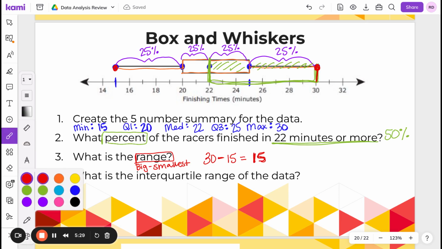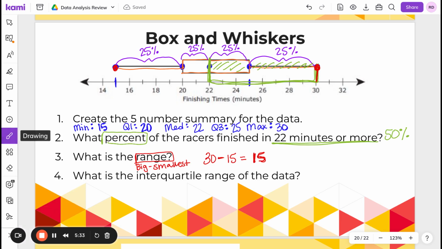The other type of range that's specific to the box and whisker plot is the interquartile range. The range still means we're going to subtract, but this time we're going to subtract the quartiles, or Q3 minus Q1. Up here in the model, Q3 has a value of 25, and Q1 has a value of 20, and 25 minus 20 means the IQR is 5.